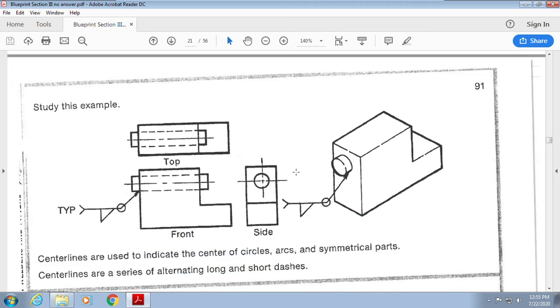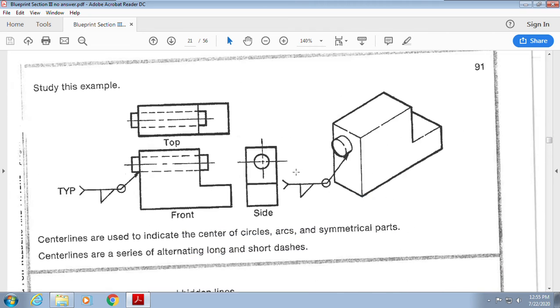Page 91, getting a little bit more complex here. We know that our hidden line, especially in an interior cut, is going to show us. But we have a long, short, long. When we see a long, short, long, that's the center line. When we see a center line in something like this, it's probably the center of a pipe. Then it's telling us typical. So if we see this more than once, we know that it needs to go all the way around as a fillet.